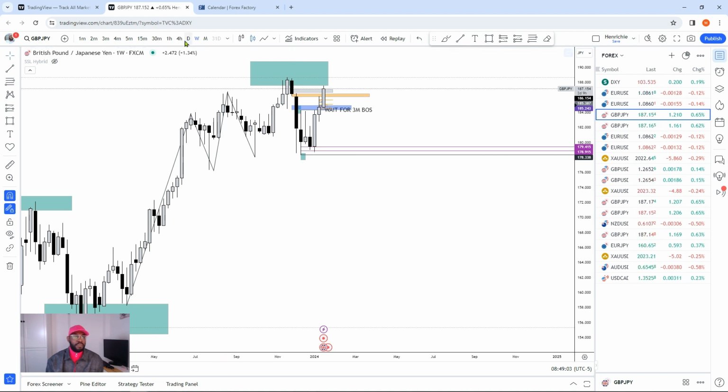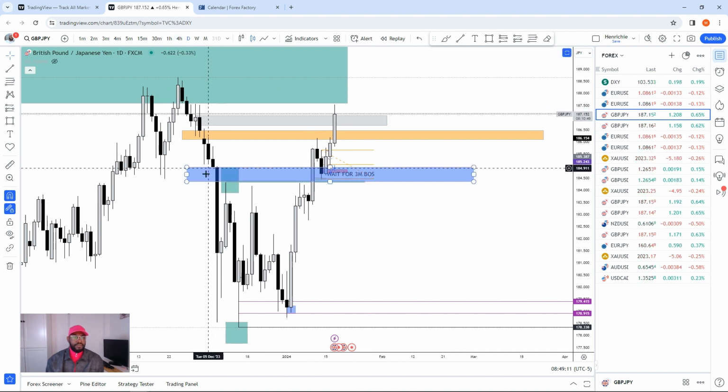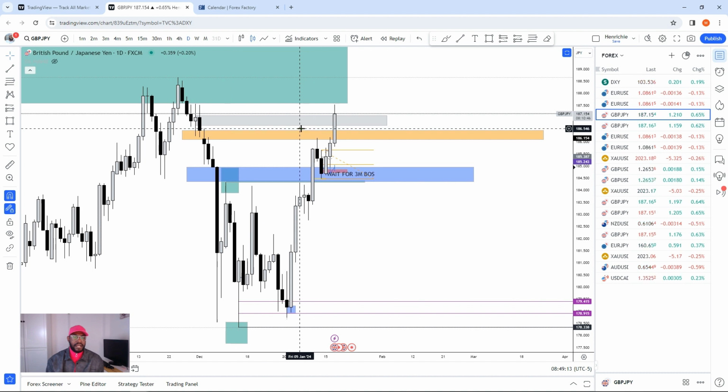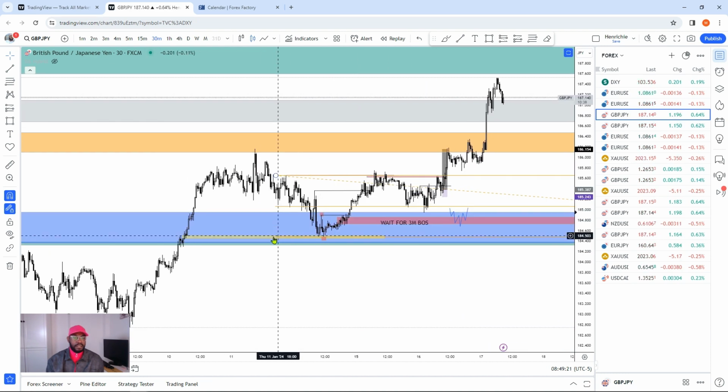Right here, we'll have a volume imbalance. Then we'll scale down to the daily. So you can see we'll have this inefficiency right here. Price slammed through it, used it as support, expanded higher. So all I would have loved to see from that key level would be a 15-minute shift of market structure.